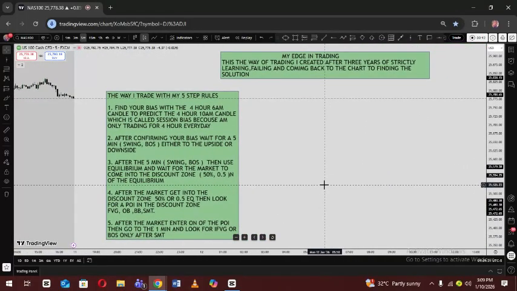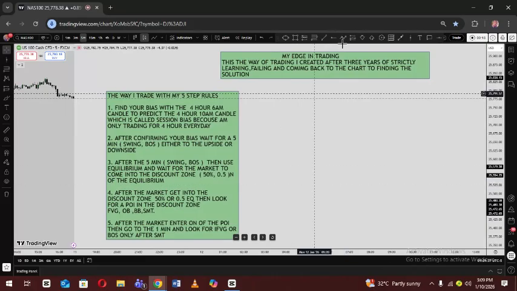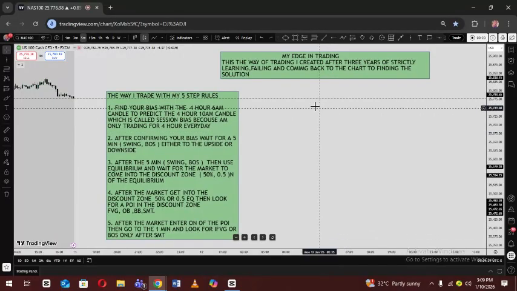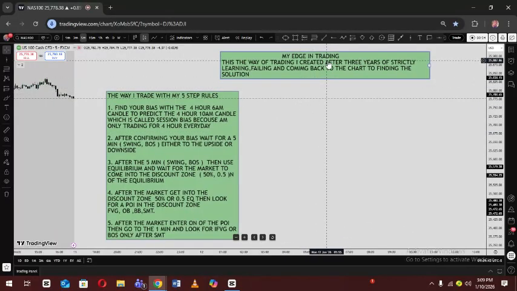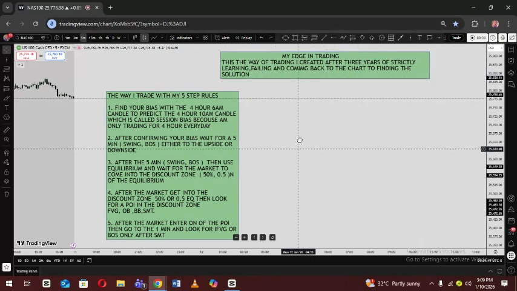So when I'm posting the trade recap, you guys are gonna be surprised at what it's doing. So this is it. This is how I trade. This is my edge, after suffering for 3 years in the market. That's when I was able to create this edge. It was created by learning, failing, and coming back to the chart to find the solution. I trade with just 5 steps.